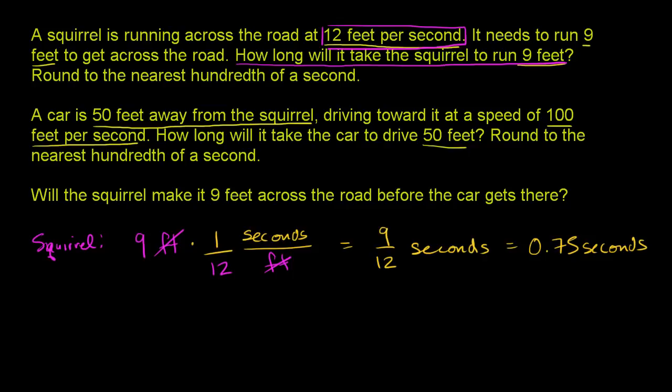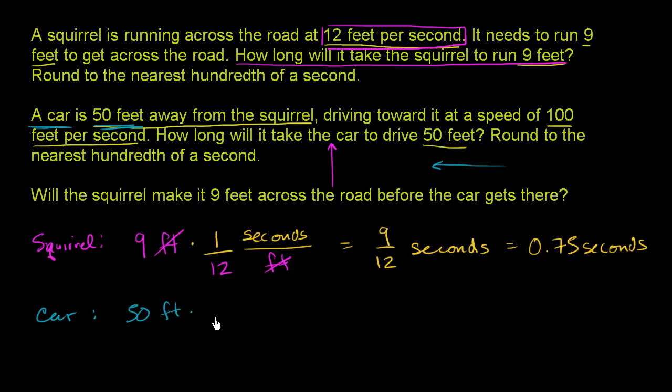Now let's think about the car. And it's the exact same logic. They tell us that the car is 50 feet away. So the squirrel is trying to cross the road like that, and the car is 50 feet away coming in like that, and we want to figure out if the squirrel will survive. So the car is 50 feet away. We want to figure out the time it'll take to travel 50 feet.